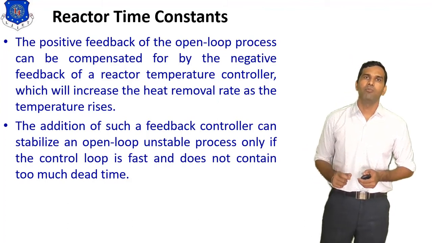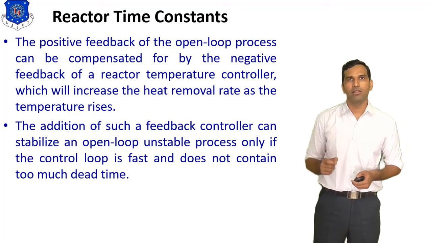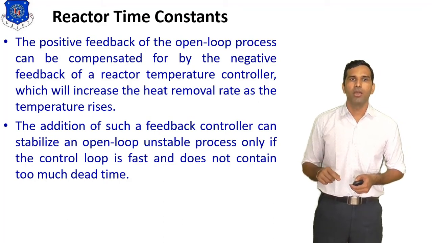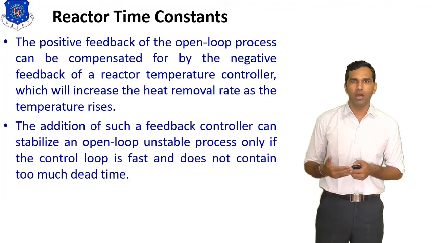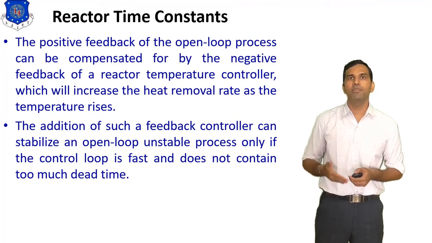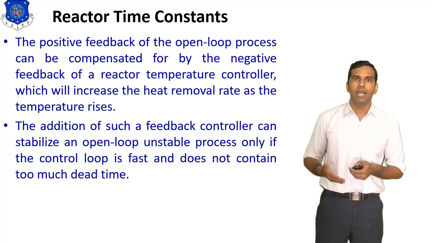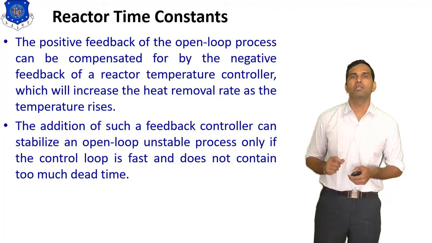That means by adding additional control, that is, by adding the feedback control system, we increase the efficiency of the system. That means an unstable process can be stabilized if the control loop is fast and does not contain too much dead time.